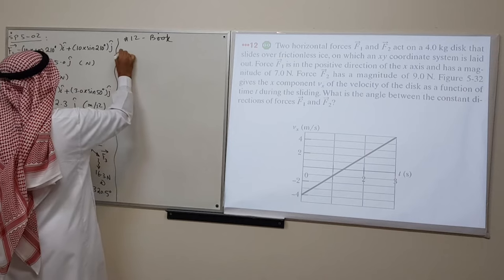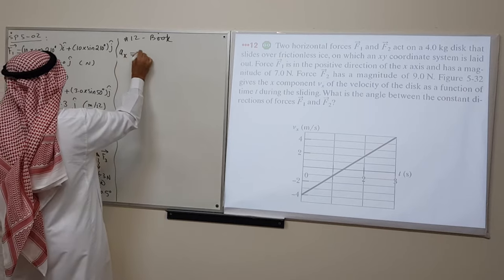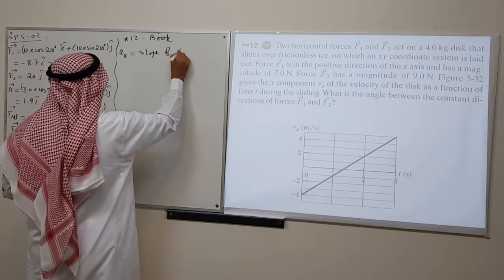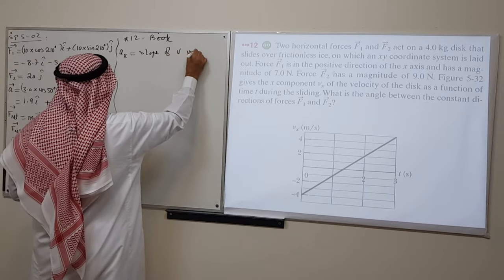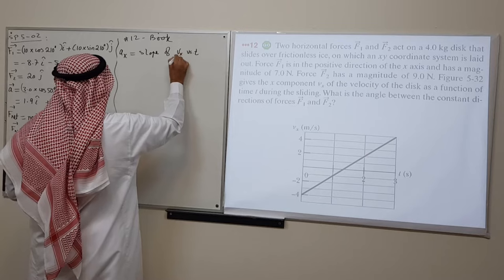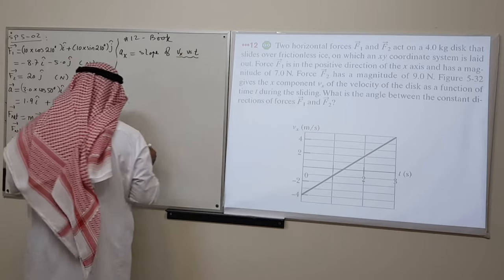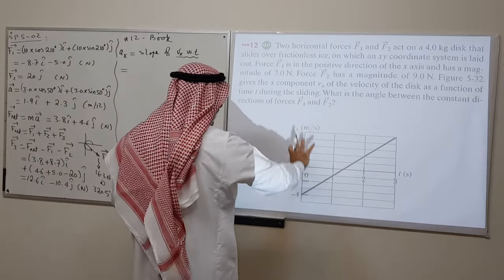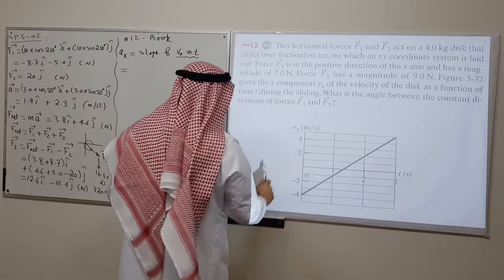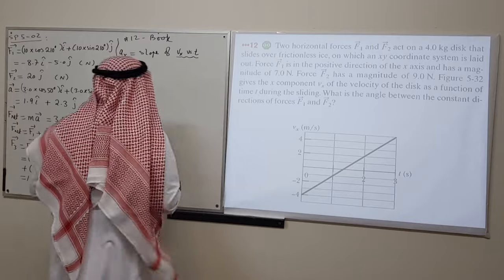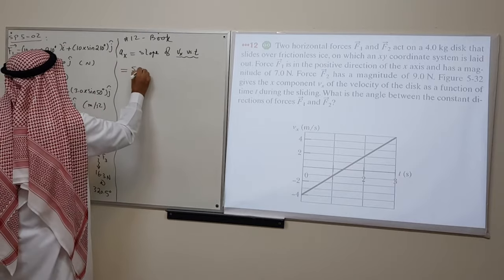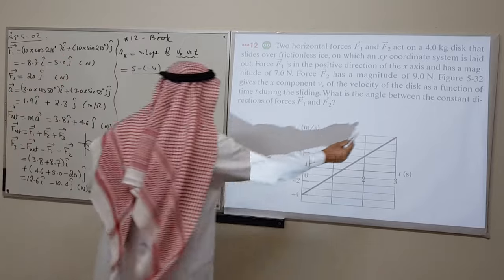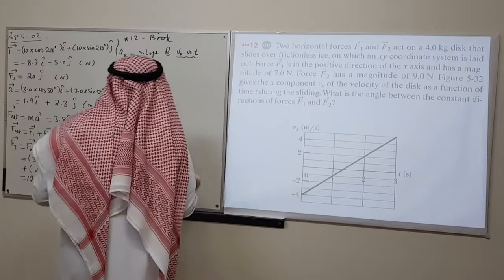Ax, the x component of the acceleration, is the slope of v, the velocity, versus t, or let's be careful, vx versus t. So this is equal to, find the slope, take the vertical, 5 minus minus 4, by minus 4 divided by 3 minus 0.